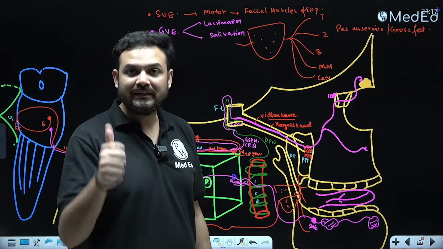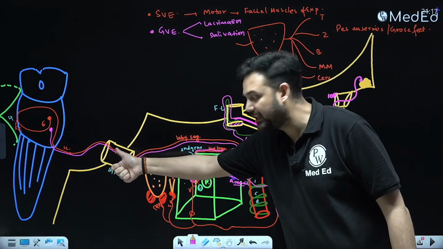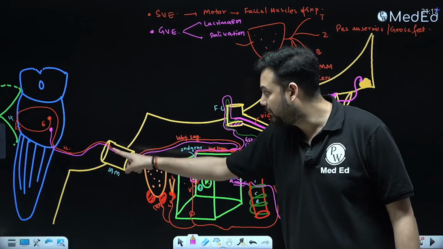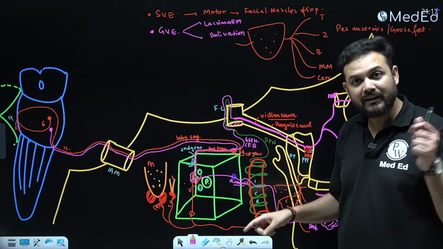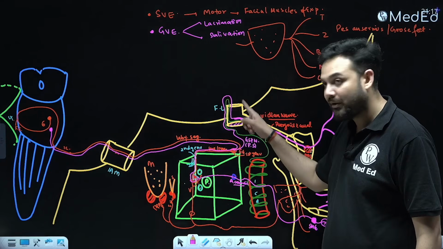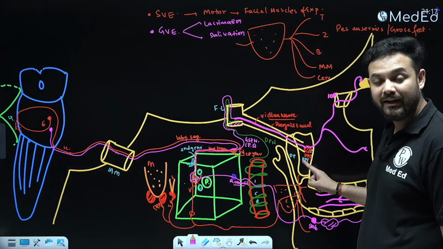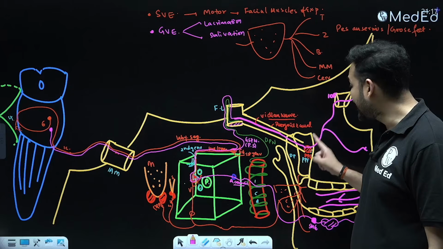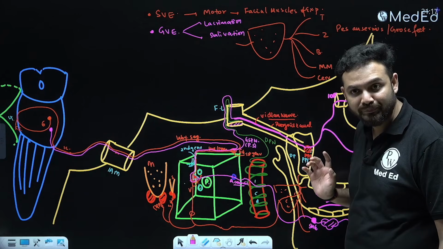So I told you that in the GVE segment, the lacrimation happens once the fibers come into the intracranial to the intratemporal meatal segment. They go up till the level of geniculate ganglion. Here they will split. Lacrimation fibers will form the GSPN. It will go into the foramen lacerum, meet the deep petrosal nerve, form Vidian nerve, relay at the pterygopalatine ganglion, and then will supply the lacrimation as well as the nasal glands.